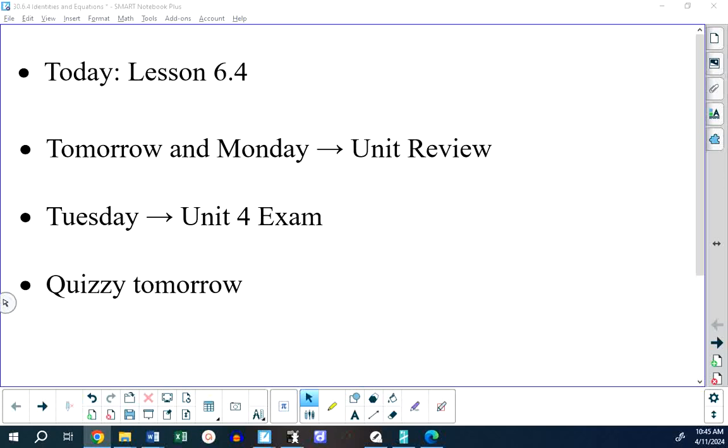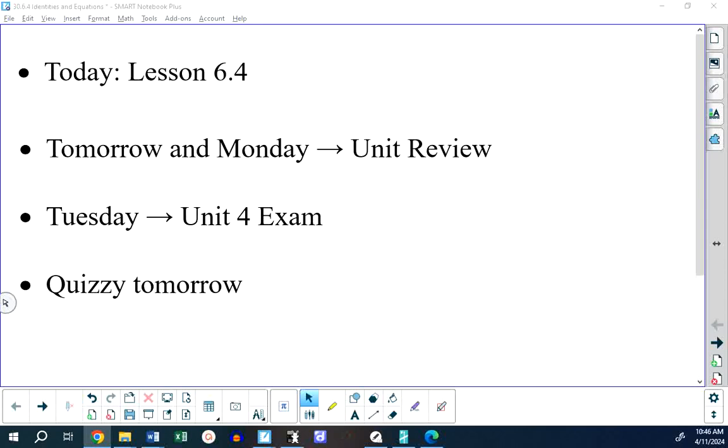All right, good morning. What we're going to do today is finish off the unit by looking at lesson 6.4, which ties solving equations that we learned about in the previous unit to working with identities that we've been working on in this unit. That will leave us tomorrow and Monday for unit review. I do have the unit review materials ready, so I will probably hand them out to you today and talk a little bit about the review today.